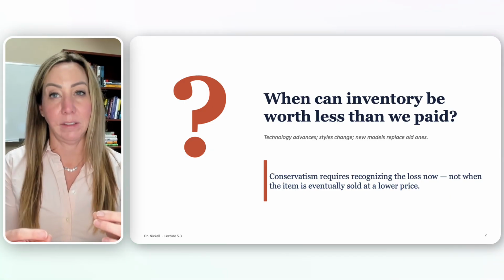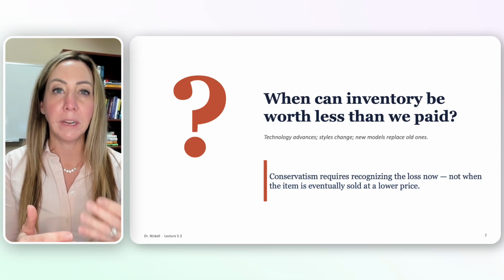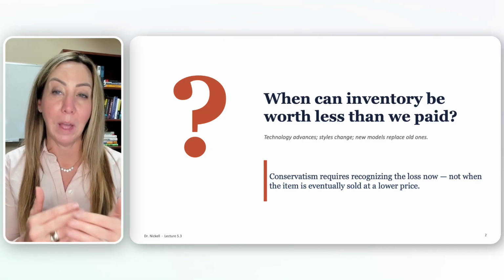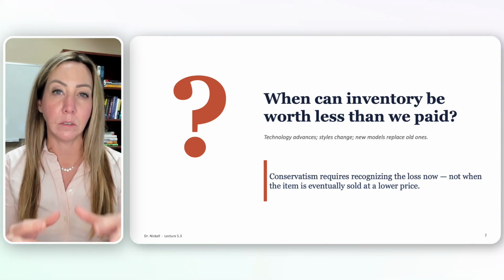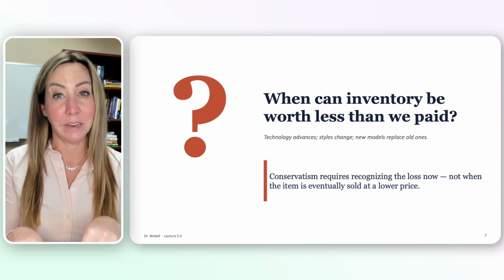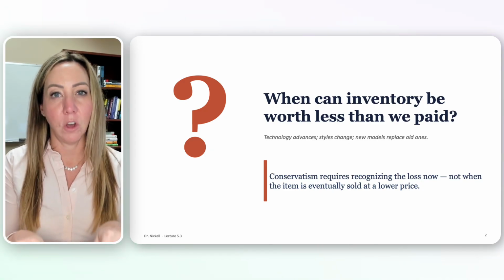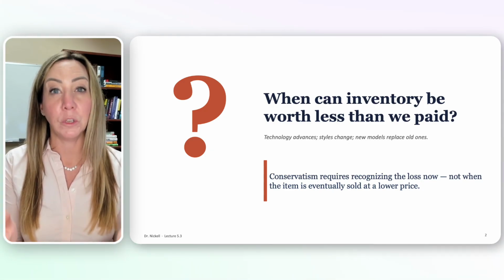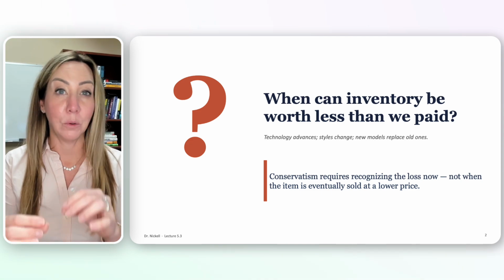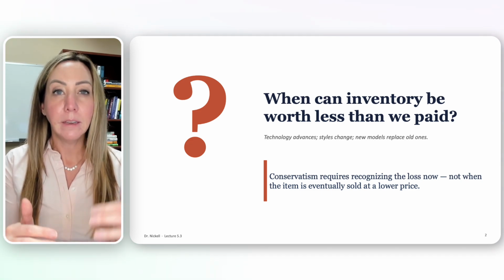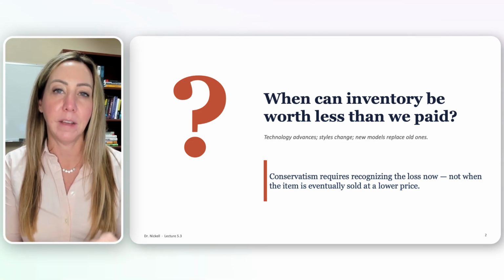When any of these occur, the carrying value of inventory may overstate what the company will actually receive when it sells these goods. GAAP's response is grounded in conservatism. Recognize the loss now. Do not wait to book the loss when you eventually sell the goods at a lower price. Write it down immediately in the period that the impairment is identified.